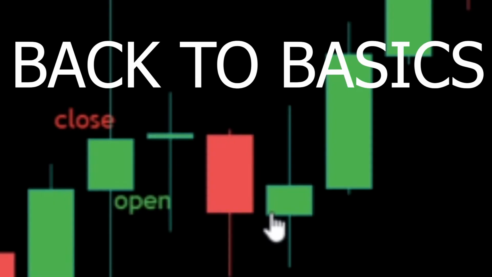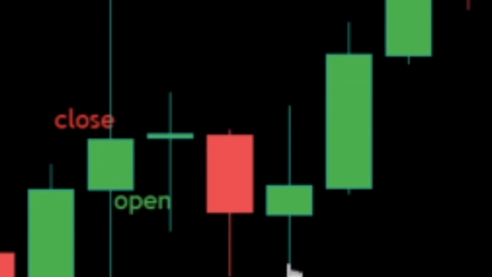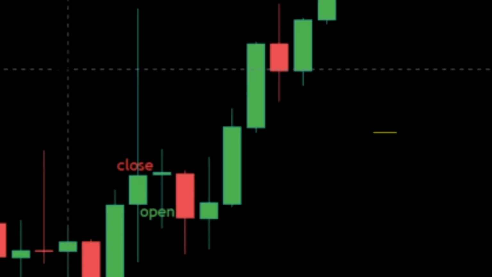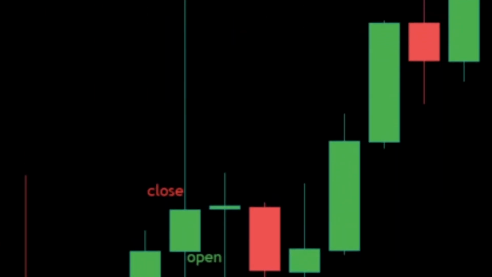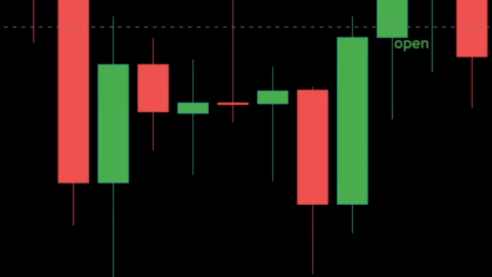Want to trade better? We've got to get back to the basics. Today we're going to be going over basic candle structures to help you in your trading. Let's go back to what we're going to do today. We're going to be looking at candles here. Let me see if I can make this a little bigger.